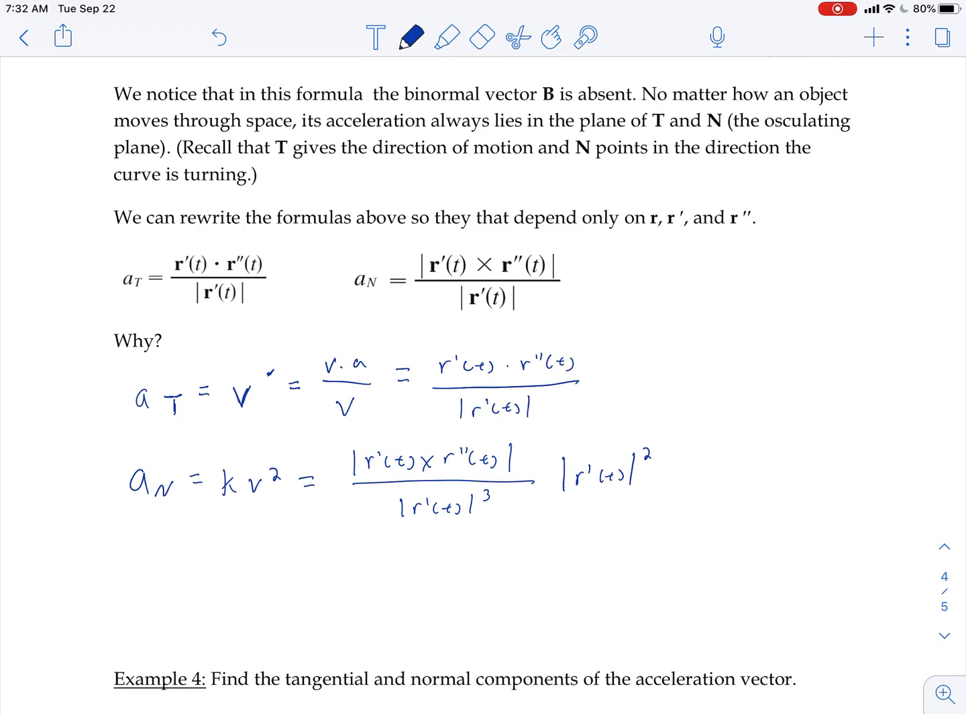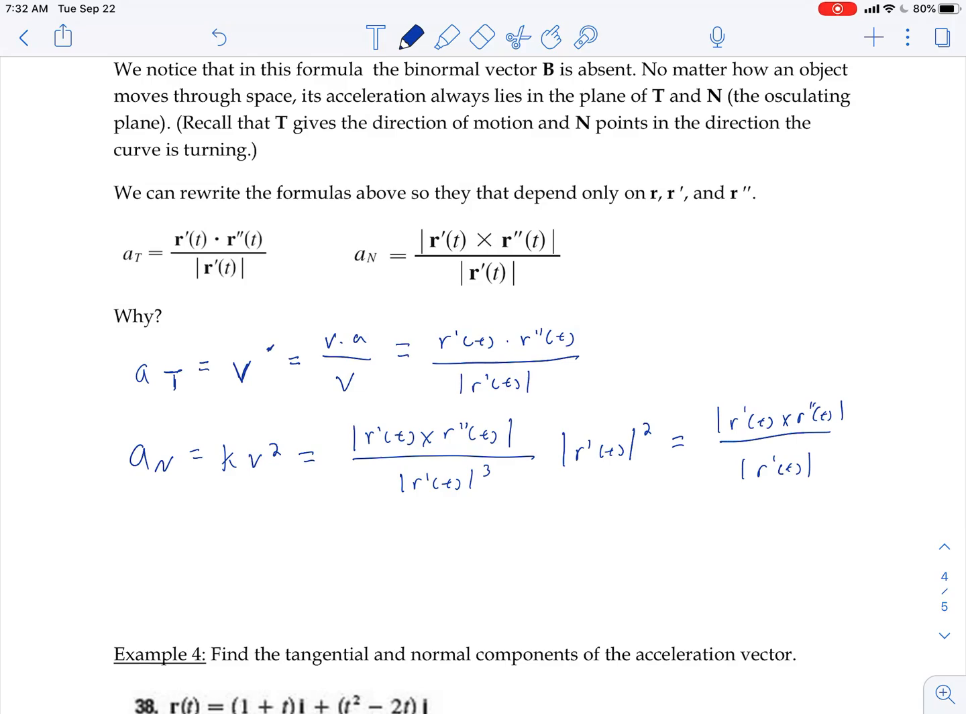So two of those magnitudes of r prime cancel out, and we're just left with the magnitude of the cross product of r prime of t and r double prime of t over just velocity. Sorry, not velocity, but speed. I love how all these letters go. And that's why we're able to do this.